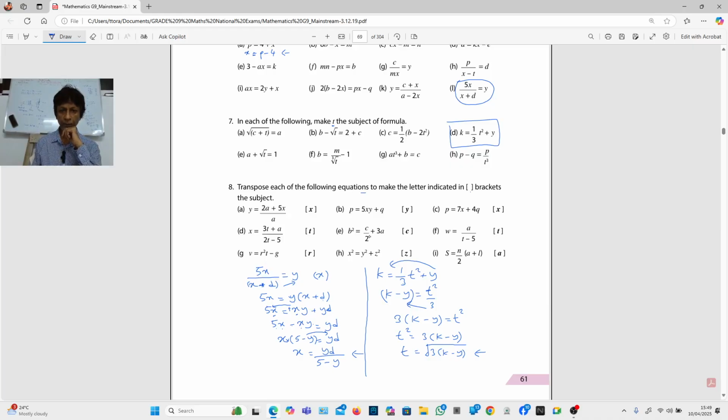Now over here we want to make the letter in brackets, this t, the subject formula. Can you see this one here? It looks a bit complicated because we have a t here and then another t here. So we're going to try and deal with this one. Now, x is equal to 3t plus a over 2t minus 5.